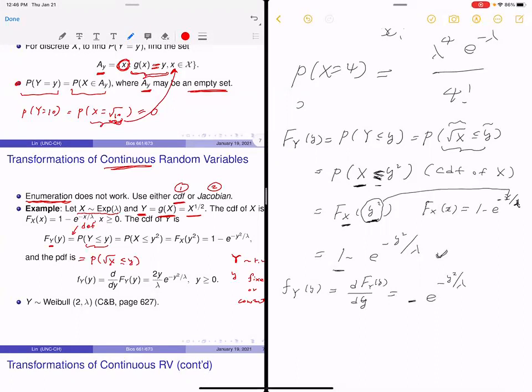And then, do I finish? No, you need to do what? Chain rule right here. So chain rule right here becomes what? Minus 2y then divided by lambda. Then you summarize everything, it becomes 2y divided by lambda exponential minus y squared divided by lambda. Exactly. This is lambda. Exactly. I wrote it right here. Good.